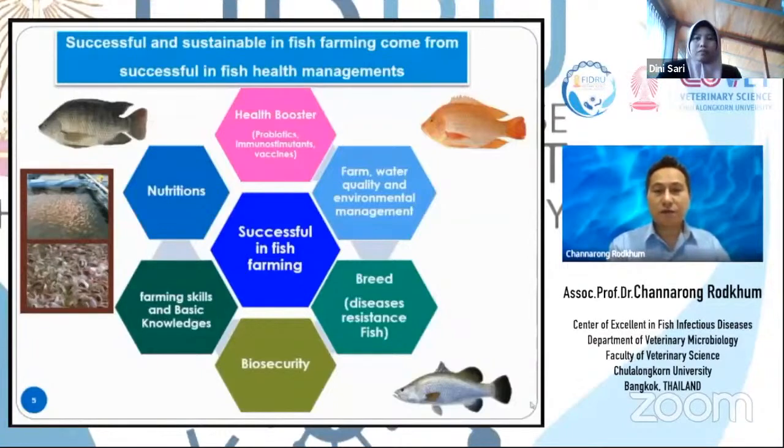Success and sustainability in fish farming come from successful fish health management, which is composed of many factors, including health boosters such as probiotics, immunostimulants, and vaccines, farm water quality and environmental management, breed, such as disease-resistant fish, biosecurity, farming skill, and basic knowledge and nutrition. If you would like to have successful and sustainable fish farming, you have to be concerned about many factors, not one factor at a time. Then you will have success in fish farming.